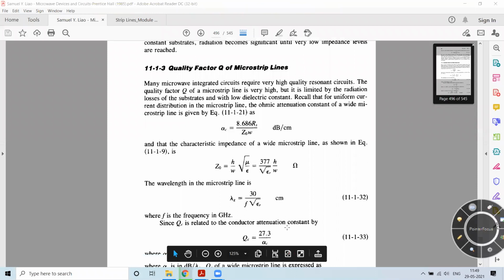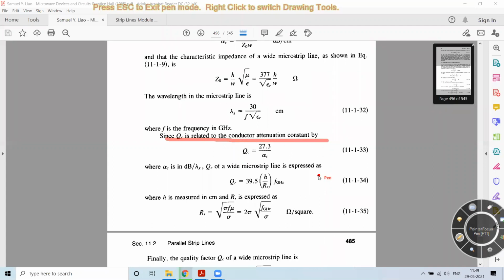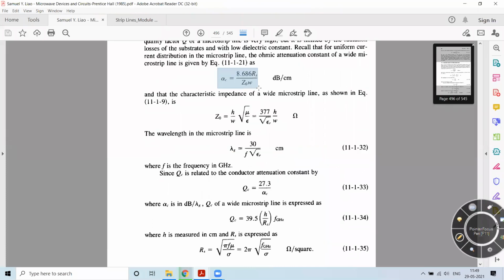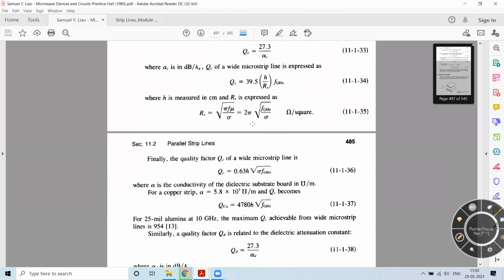If I come down directly to this equation, we can see the quality factor associated with the attenuation constant related to the conductor is given by QC, which is equal to 27.3 divided by alpha C. And we had seen that alpha C is 8.686 RS divided by Z naught into omega. And Z naught, as previously observed, is for the case where W is greater than H. If this is the case, then we make use of this equation.